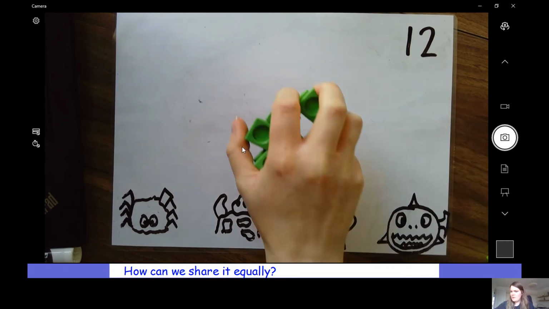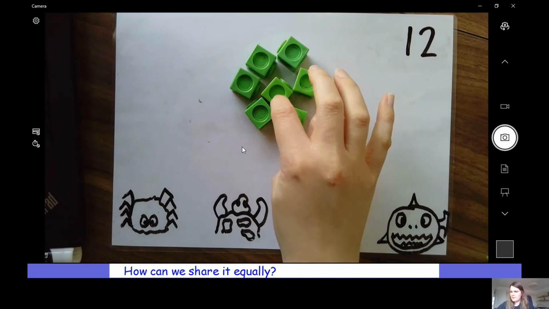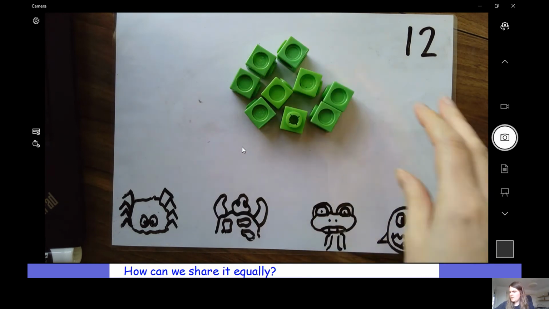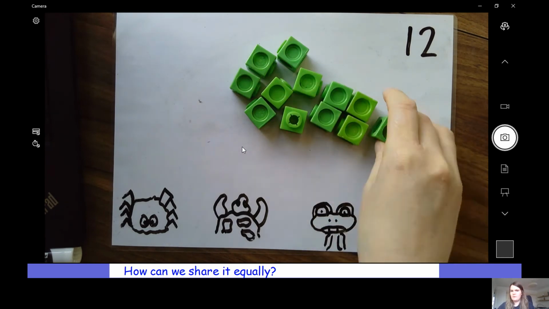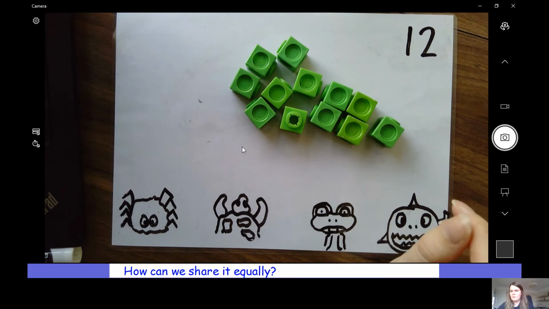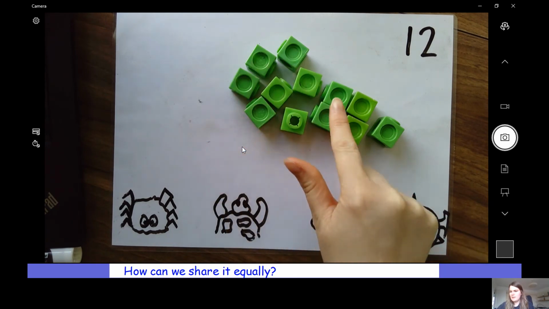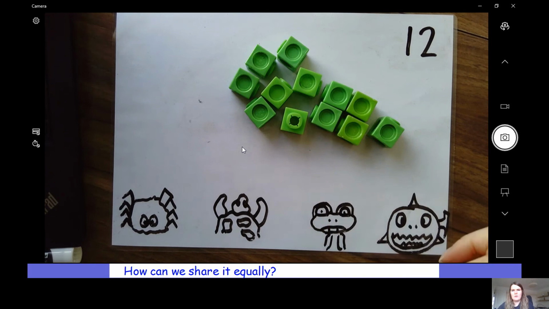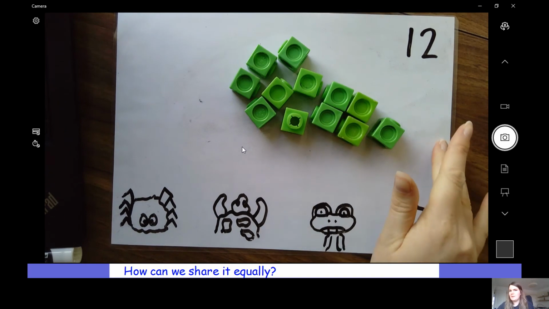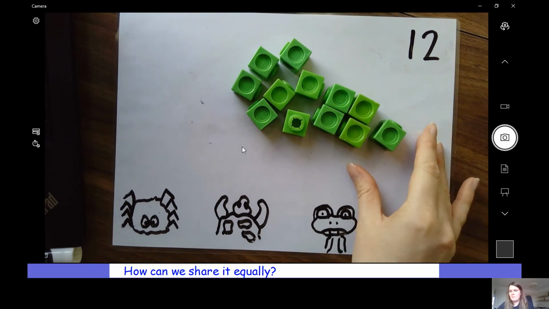Hold on. 1, 2, 3, 4, 5, 6, 7, 8, 9, 10, 11, 12. Have I got 12? Double check for me. 1, 2, 3, 4, 5, 6, 7, 8, 9, 10, 11, 12. Have I got 12? Fantastic. So I've got my whole number.